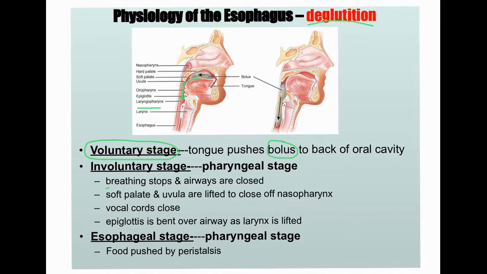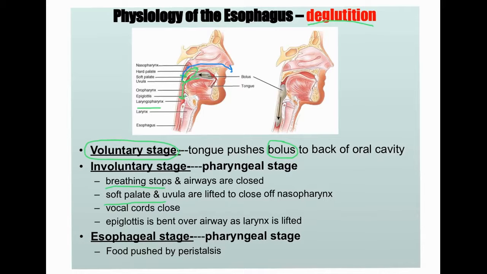Breathing is going to stop in what's called the pharyngeal stage. So once that bolus reaches your pharynx, breathing stops. So don't try to breathe in and swallow at the same time. Won't happen. Remember the soft palate and the uvula, which is right here. That's going to move upward and shut down, so that food cannot move up into the nasopharynx and then maybe come out your nose. You don't want that. You want food to be going down.